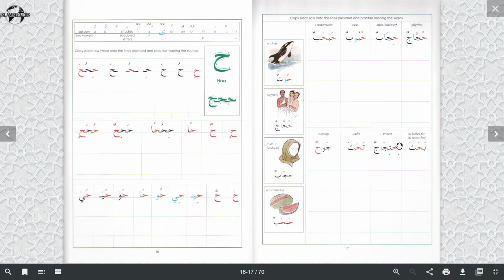Line 2. He looked for or he researched. Bahatha. Protest. Ihtijajun. Under. Tahta. Calamity. Jauhun.